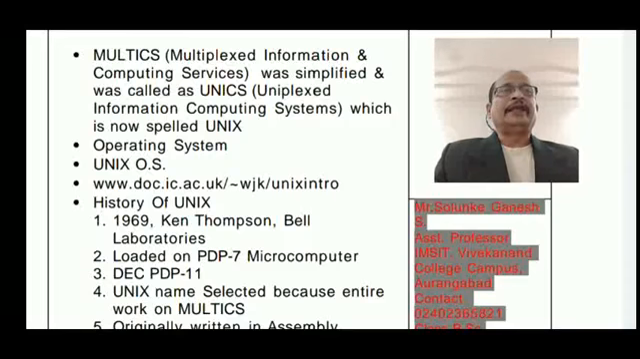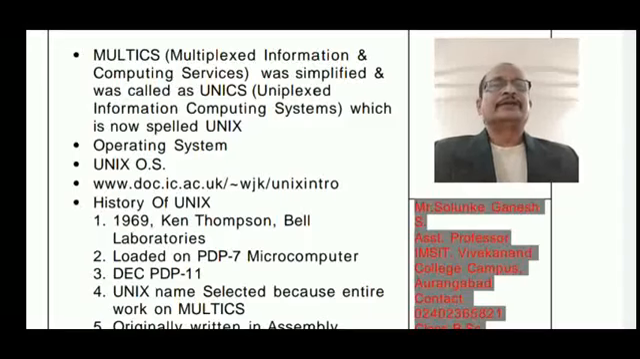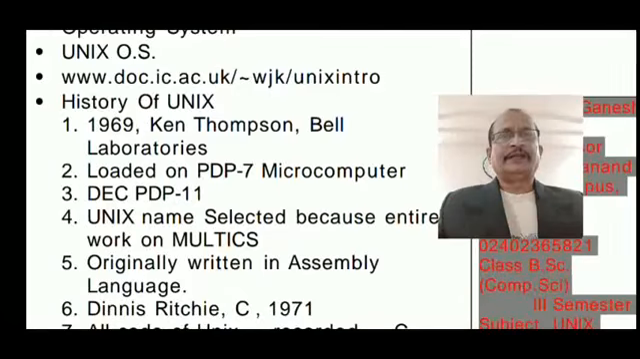microcomputer, the DEC PDP-11, which is faster than the PDP-7, came, then the entire work was shifted to the new computer. The name Unix was given to the entire project on the basis of Multics, that is Multiplexed Information and Computing Services. The Unix operating system was written in assembly language.